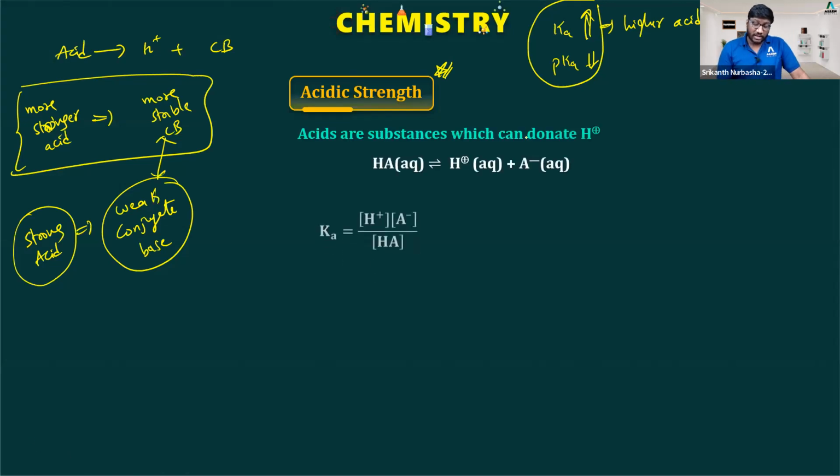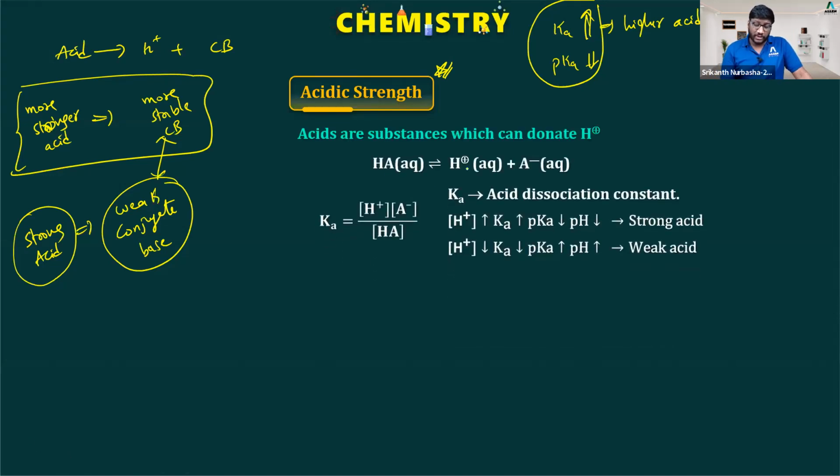So acids are those substances which can donate H plus ion. So HA gives H plus and A minus. So Ka is the dissociation constant for the acid: concentration of H plus times concentration of A minus divided by concentration of HA. Ka is equal to the acid dissociation constant.